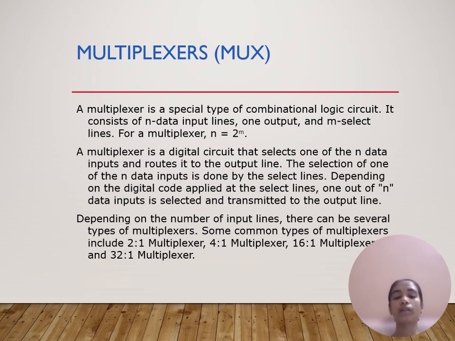A multiplexer is a digital circuit that selects one of the N data inputs and routes it to the output line. The selection of one of the N data inputs is done by the select lines. Depending on the digital code applied at the select lines, one out of N data inputs is selected and transmitted to the output line. Depending on the number of input lines, there can be several types of multiplexers. Some common types include 2 to 1 multiplexer, 4 to 1 multiplexer, 16 to 1 multiplexer, and 32 to 1 multiplexer.